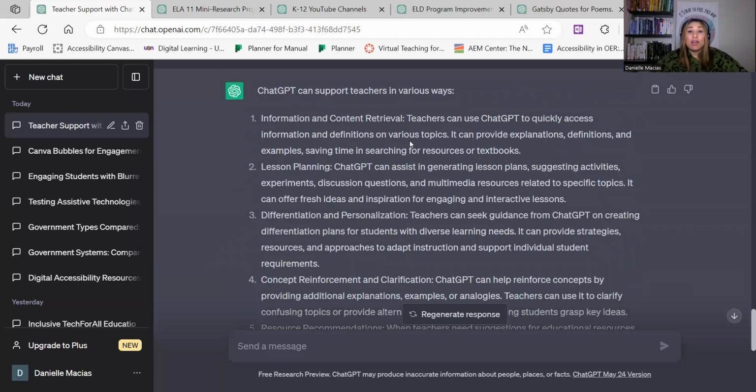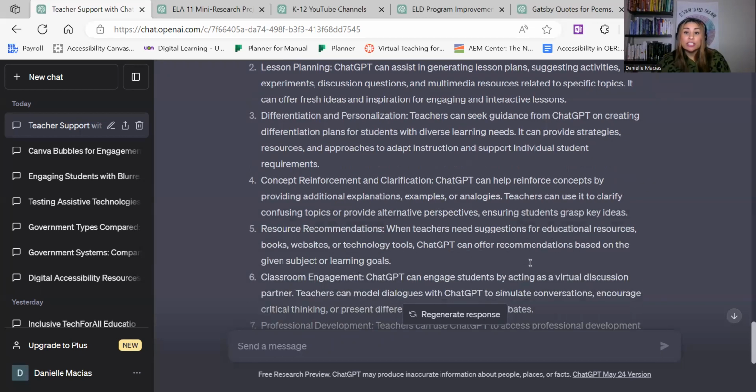So information and content retrieval. I'm going to show you some examples of that, to curate information, sort information, chart information in tables, add links to specific resources on the internet. Lesson planning, you can ask ChatGPT to create a lesson for a specific group of students using Common Core State Standards for a specific grade and subject. Differentiation and personalization, maybe you upload a lesson plan that you have and ask it to create accommodations for students with disabilities, for a specific disability, for students in a specific level in English language arts, language development.